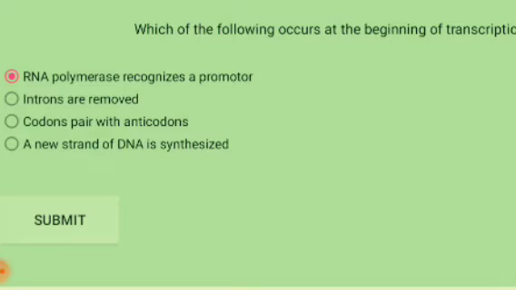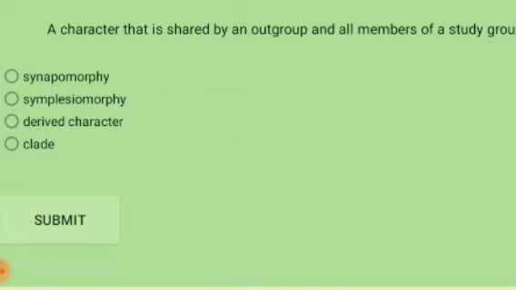Option A is correct. A character that is shared by an outgroup and all members of the study group is called a option A, synapomorphy, option B, symplesiomorphy, option C, derived characters, option D, clade. So a character that is shared by an outgroup and all members of the study group is called symplesiomorphy.